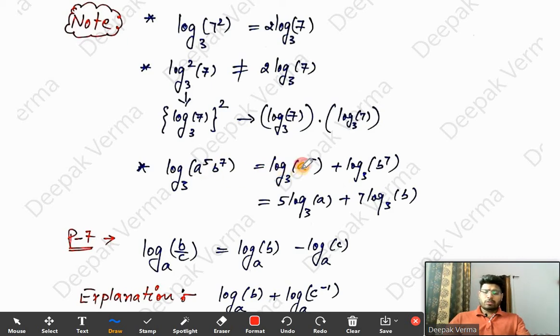Log a to the power 5 plus, because these are two numbers which are in product, we will be writing something like this, plus log b to the power 7 base 3. Is it clear? Now again using the property, 5 will come here in front of log, 5 log a base 3, 7 will come here in front of log, 7 log b base 3. Is it clear? I hope whatever we have learned so far, you have got it.